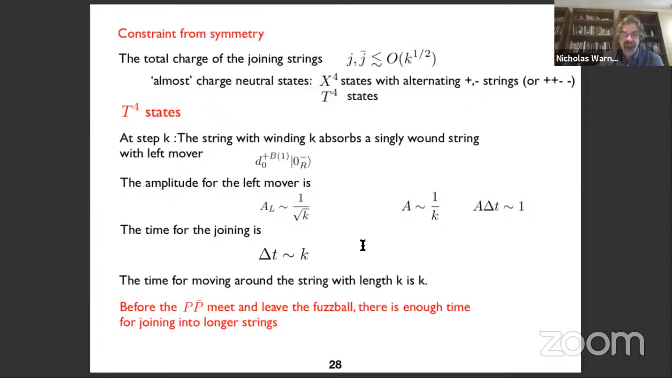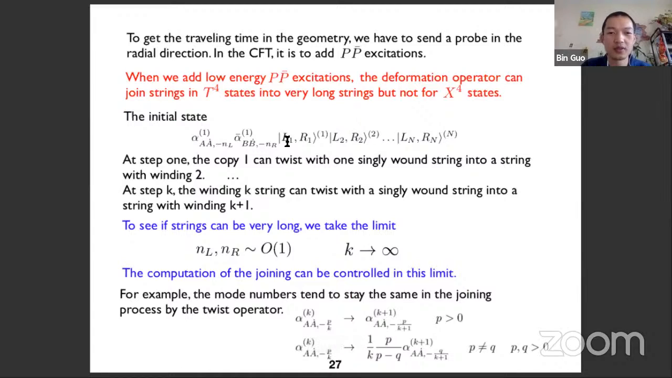So I actually wanted to ask about that. Ben, what was the role of adding the momentum excitations? Why did you need to do that? If you don't have the PP bar excitation, then you cannot change the twist sector by the deformation operator. So you have to add the PP bar to change the twist sector.